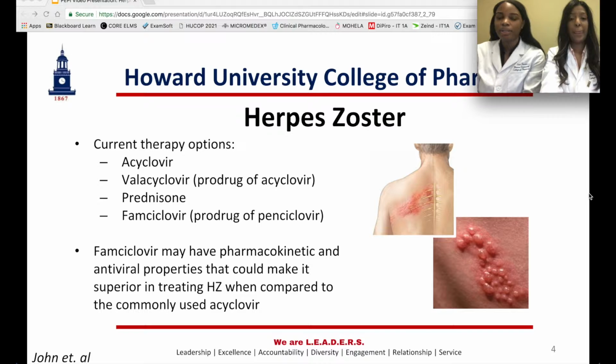Okay, so there's various therapeutic options for herpes zoster. Primarily, what's currently used is acyclovir, valacyclovir, which is a prodrug of acyclovir, prednisone, and famciclovir, which is a prodrug of penciclovir. Currently, what we see is that famciclovir has some pharmacokinetic properties and antiviral properties which can make it superior in treating herpes zoster when compared to the more commonly used acyclovir.